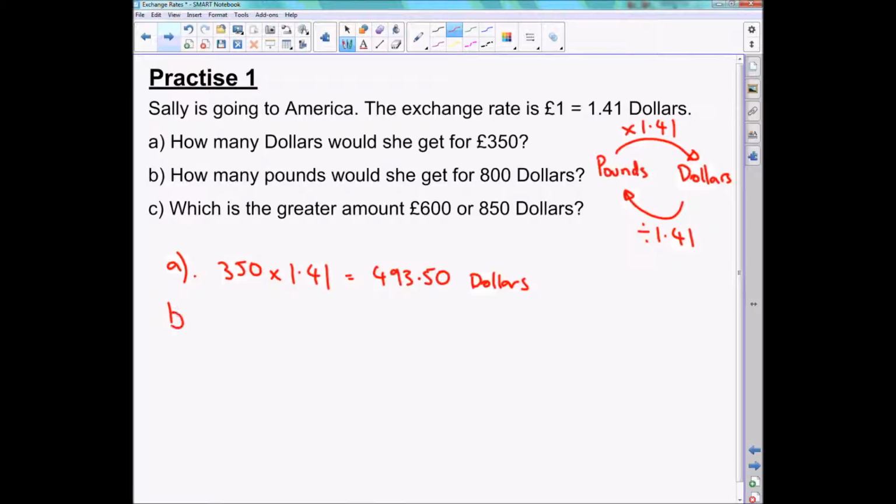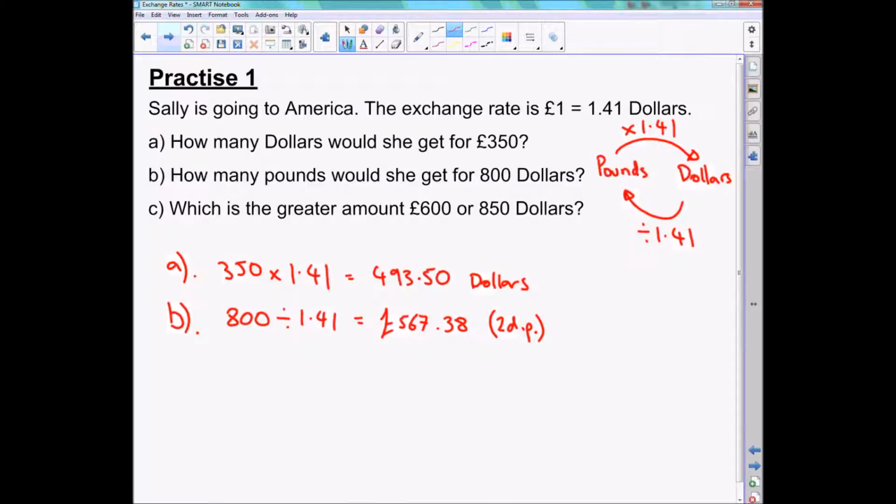All right, so B, how many pounds would she get for $800? So I've got my $800. To change it back to pounds, I need to divide by 1.41. And again, using my calculator to do this, I get £567 and 38 pence rounded to 2 decimal places.